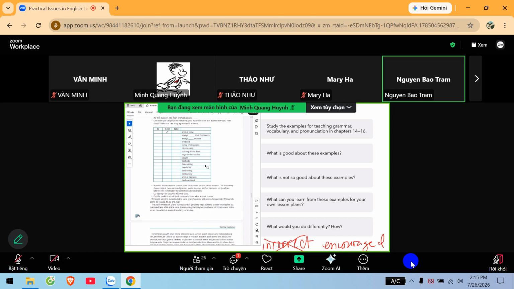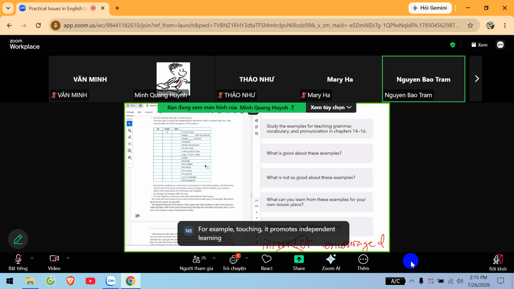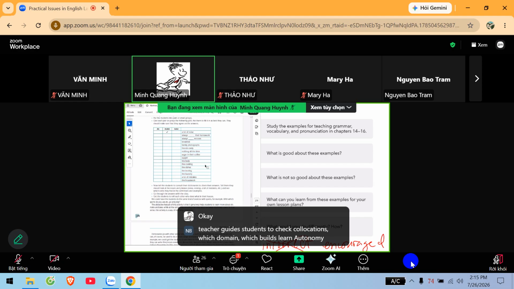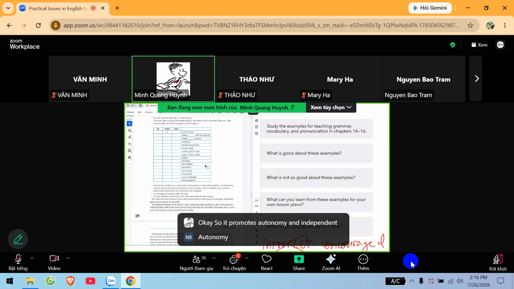For example 13, it promotes independent learning. Instead of giving the answers right away, the teacher guides students to check collocations with do, make, and take in an additional dictionary, which builds learner autonomy. Okay. So it promotes autonomy and independent learning. Anything else?